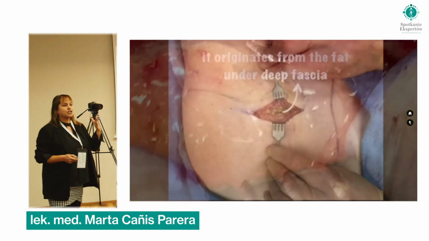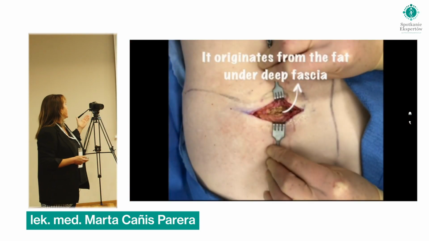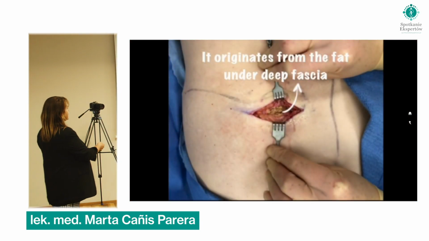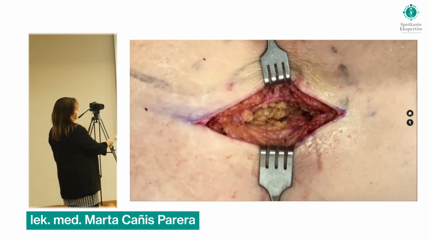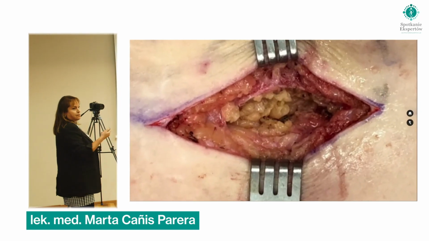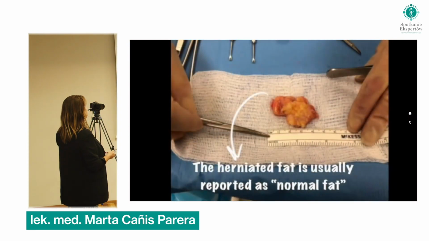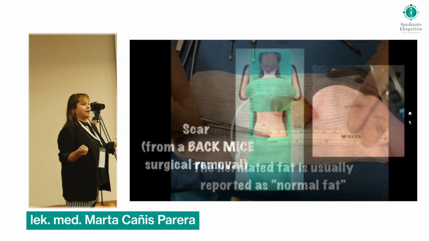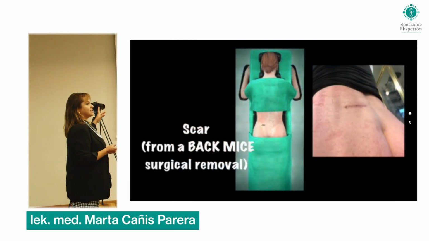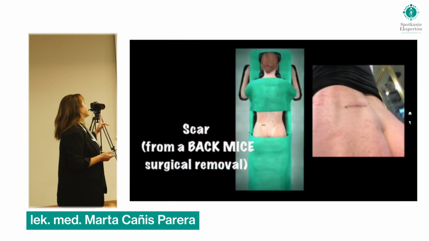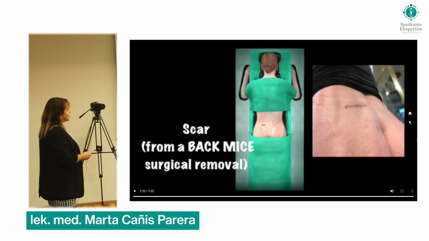Okay, so actually we are doing a trial, and then you can see how it looks after you remove it. So it comes from deep fat herniated to the surface, and when it goes to analysis, it comes back mainly like normal fat. So there are no pathological signs, no inflammation signs, normal fat. And this is the scar the patients have afterwards, okay?